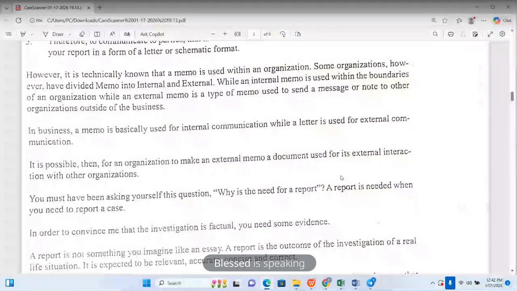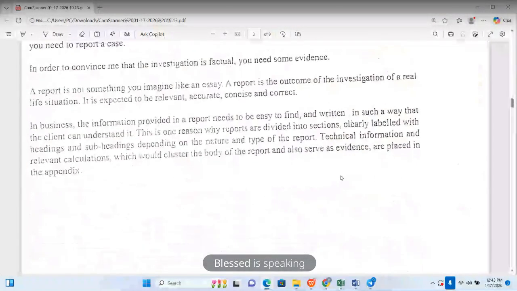You must have been asking yourself this question: why is there a need for a report? A report is needed when you need to report a case. In order to convince me that the investigation is factual, you need some evidence. A report is not something you imagine, like an essay. A report is the outcome of an investigation of a real life situation. It is expected to be relevant, accurate, concise, and correct. In business, the information provided in the report needs to be easy to find and written in such a way that the client can understand.